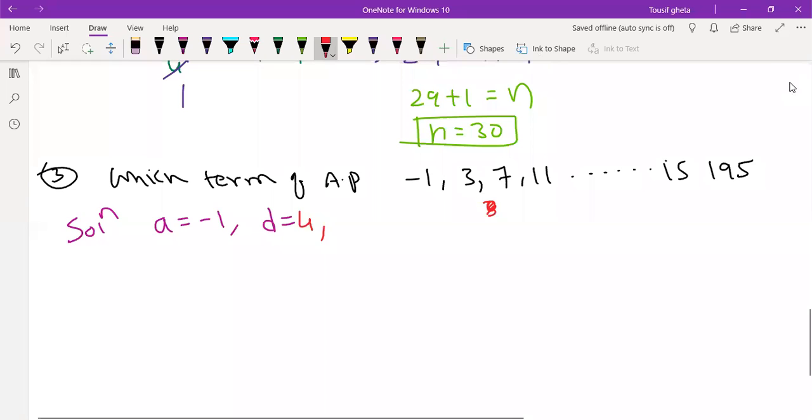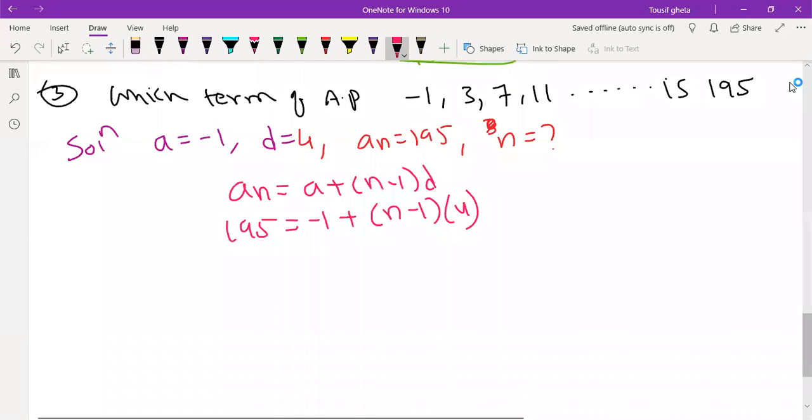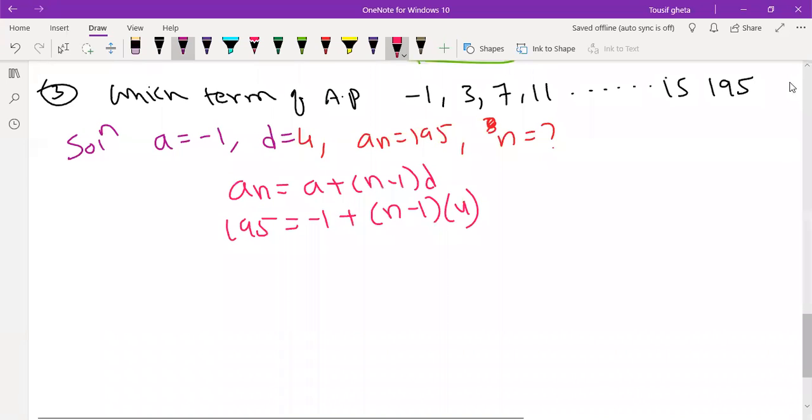Next: AN is equal to 195, N is equal to question mark. If you are not sure about D, then you can write it out. Otherwise, calculate D in your brain. AN is equal to A plus (N minus 1) of D. So this is your 195, A is minus 1, N minus 1, D is equal to 4. So I will go with the cross multiplication method. Whichever method you want, you can follow.